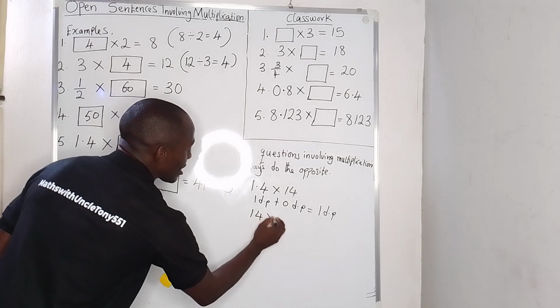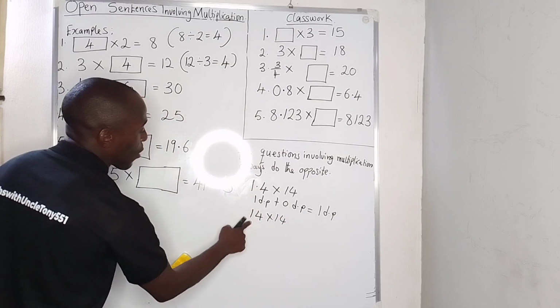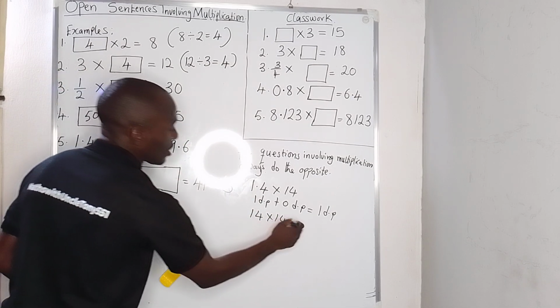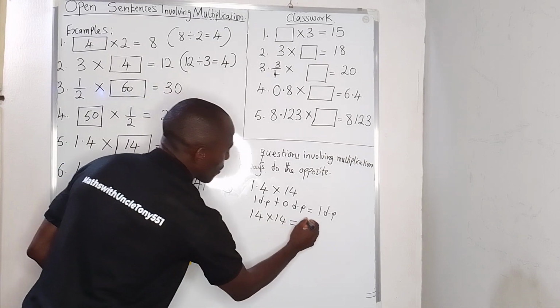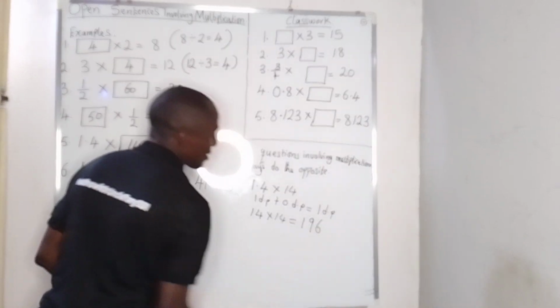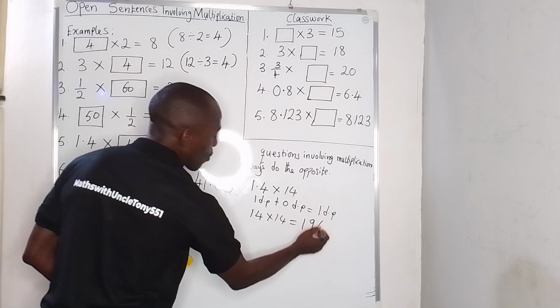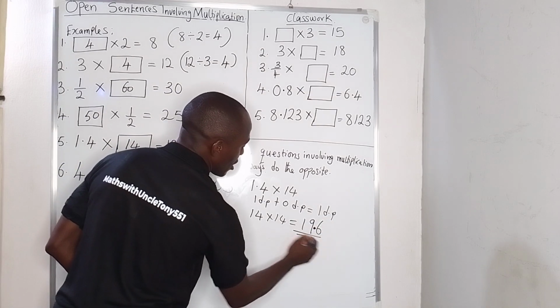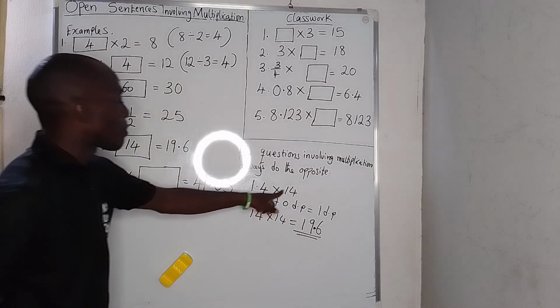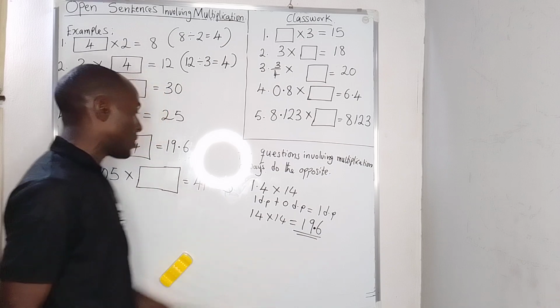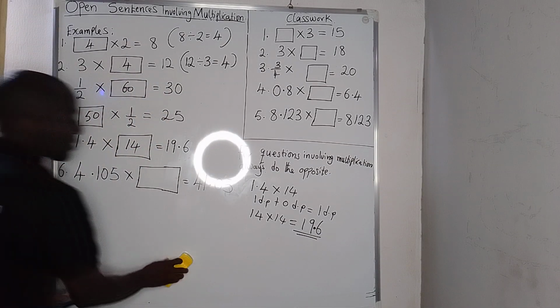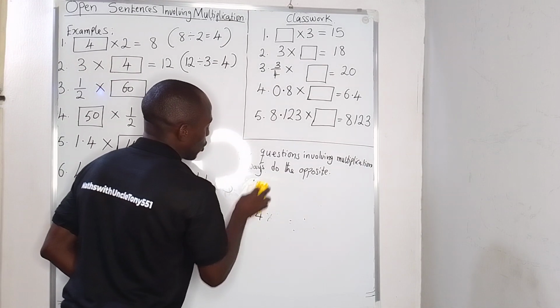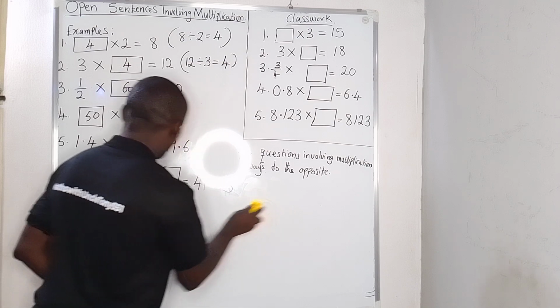So 14 times 14, we have removed the decimal point. 14 times 14 will give us 196. So we return the decimal point backward. So 1.4 multiplied by 14 will give us 19.6. Our answer is correct. So let's look at the last question that we have.